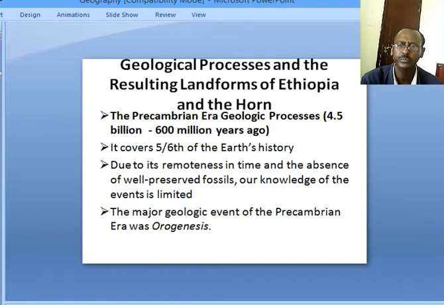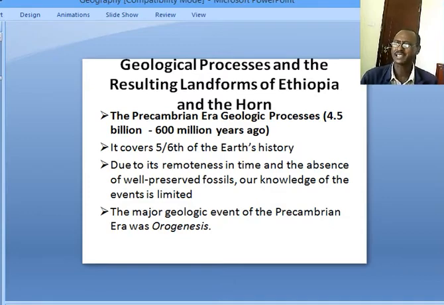Now when you go to the geological processes of the Earth, or those that result in the landforms of Ethiopia and so on, the Precambrian era geological process took place from 4.5 billion to 600 million years ago. Look how old it is. And it covers 5/6 of the Earth's history due to its remoteness.